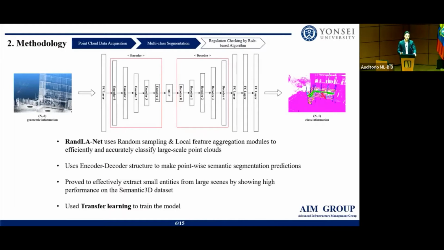And for the training of this model, we considered that our dataset was not large enough to effectively train the whole complex model. So we used transfer knowledge from the Semantic3D dataset and retrained only the inner 6 layers of the encoder-decoder structure with our own dataset.